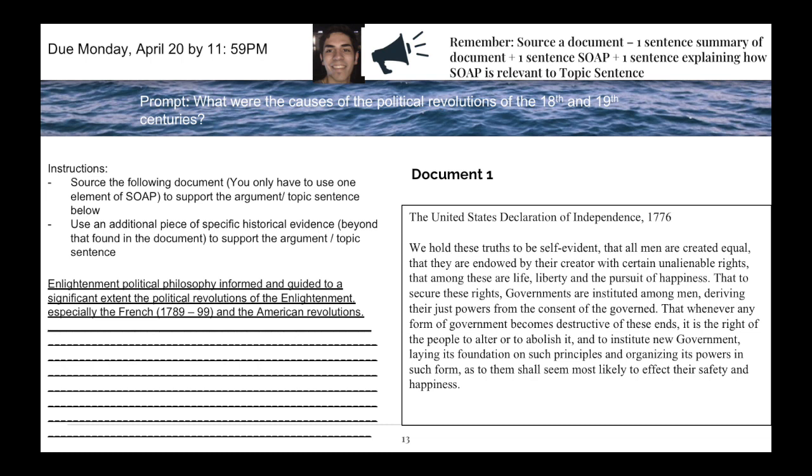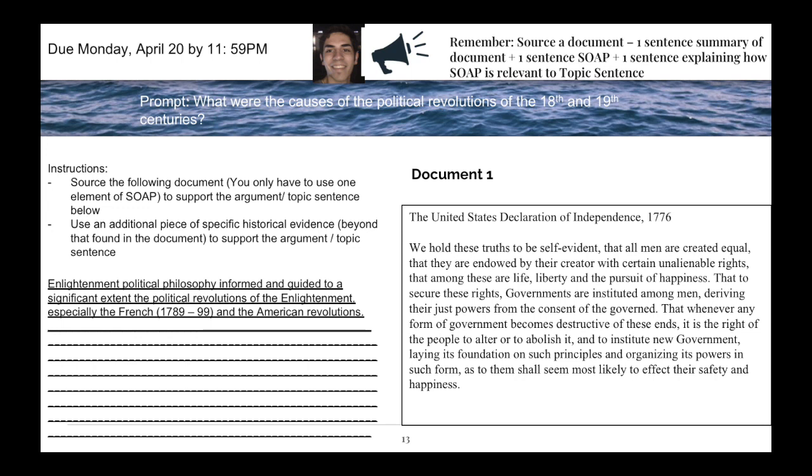Here's your first practice, due today, April 20th, by 11:59 p.m. You're sourcing the following document. Remember where you can see my face in the bullhorn. That's what you're supposed to do when you source, right? A lot of you are breaking down the SOAP analysis. I don't necessarily want to see that. I want to see that in a body paragraph. Show me a body paragraph. Continue writing where those lines exist, so to speak.